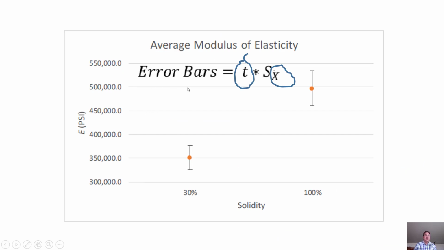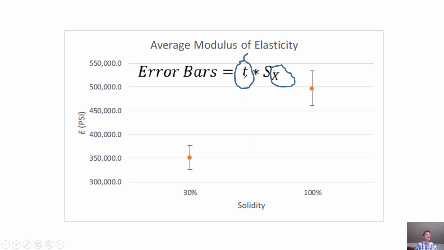Okay, also on this graph, they had error bars t times sx. Two things I want to point out. Number one, this should not be sx. It should be sx bar because you're comparing averages. So that's the confidence interval of averages, not x. The other thing, don't use t.